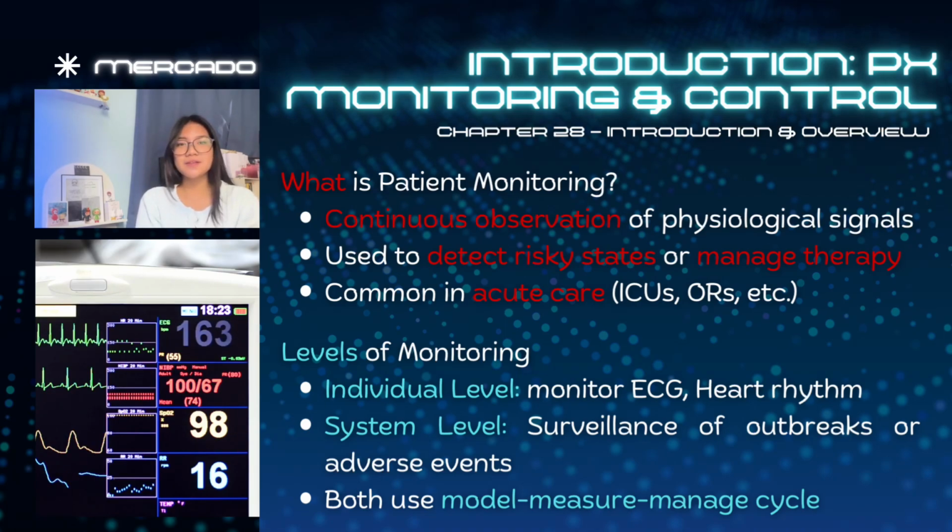So what is patient monitoring and control? This is about observing processes over time. And this ensures that these processes remain within safe boundaries or helps detect risky changes that might need intervention. So for example, at the individual level, we may monitor a patient's ECG if they are at risk for arrhythmias. And at the system level, we may track disease outbreaks or adverse events across hospitals. So this idea follows the model measure manage cycle.